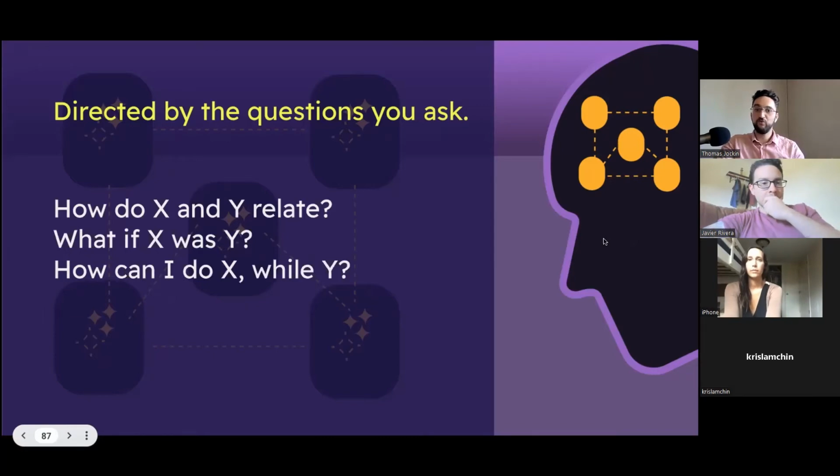How can I do X while Y? So these are different questions dealing with basically constraint affordances, a metaphorical mode of thinking. What if X was Y? Or what is the relationship between X and Y? So the big top one establishes: is there a link between these two? Are they similar or are they different? If so, how? The second question, what if X was Y, is a more analogous metaphorical thinking.